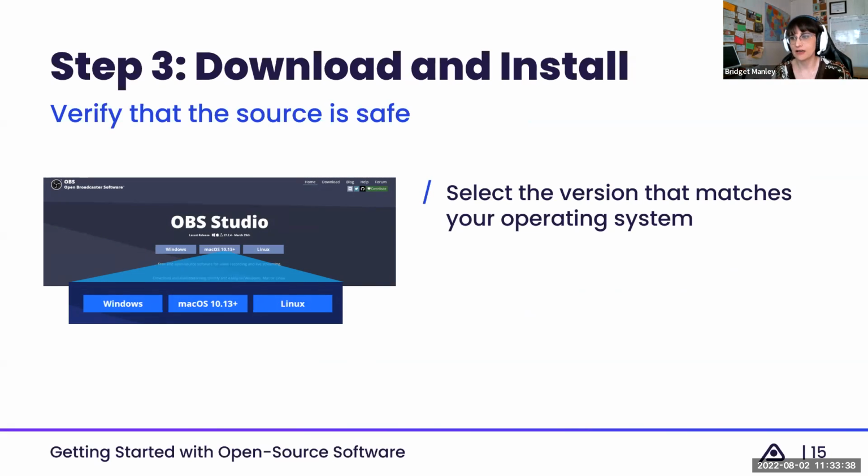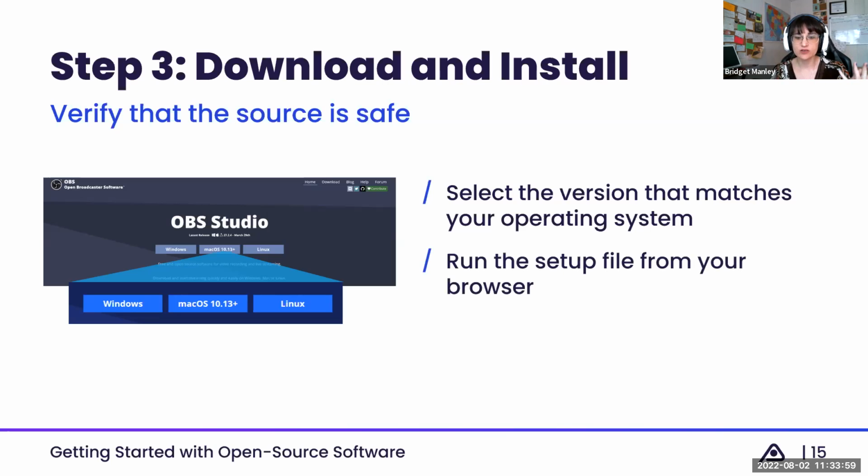So on the slide here, I have a screenshot of the homepage for OBS Studio. It's that screen recording tool I mentioned earlier. And the 3 options for Windows, Mac, and Linux are highlighted. That's where you would click to download the software for each of those operating systems. Now, once you've downloaded the setup file, you can typically run it directly from your browser. So it's pretty easy to set up.